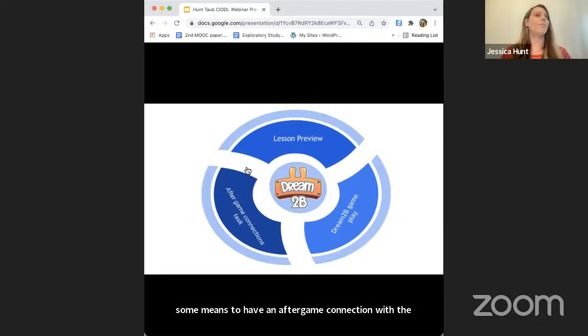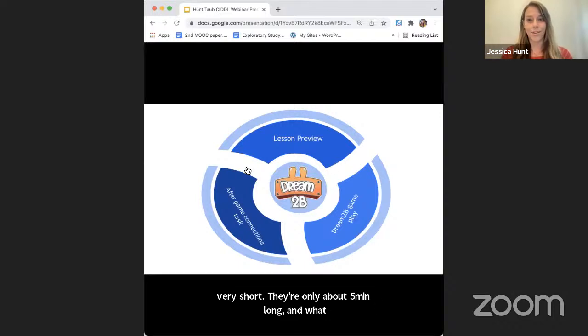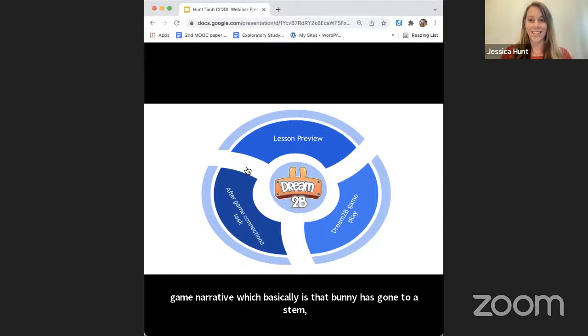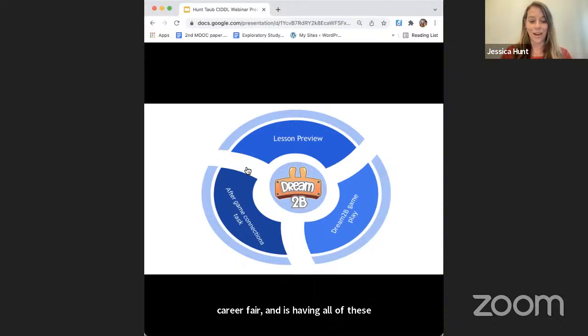Yeah, absolutely. The point of the previews is they're very short. They're only about 5 minutes long. And what they're really trying to do is either introduce the game narrative, which basically is that Bunny has gone to a STEM career fair and is having all of these ideas about whether they want to shadow one or more of the STEM career experts, but they're not sure. So they go home and they fall asleep and they start to actually dream about these different careers, and that sort of motivates the gameplay.